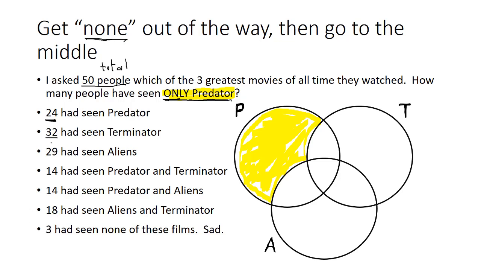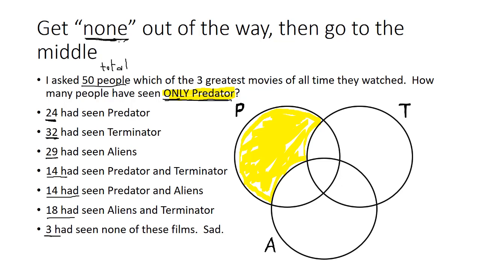Okay, 32 had seen Terminator, 29 had seen Aliens. Terminator's not bad there. You could say Terminator 2, but Terminator 1's a classic. It started it all. 14 had seen Predator and Terminator. 14 had seen Predator and Aliens. 18 had seen Aliens and Terminator. And 3 had seen none of these films, which is very sad. If you get a chance, you should watch at least one of them.